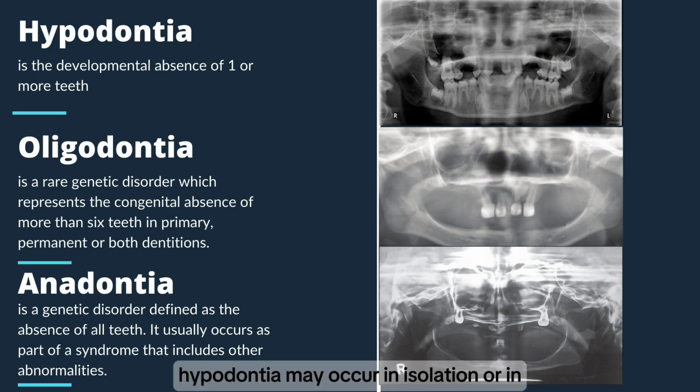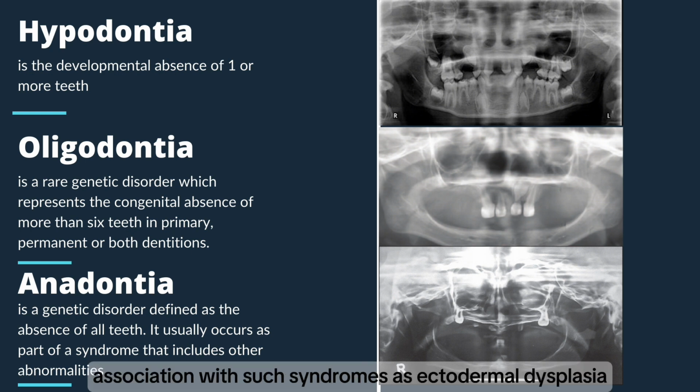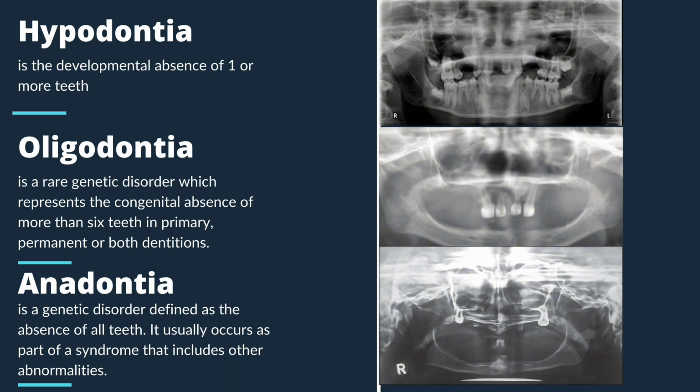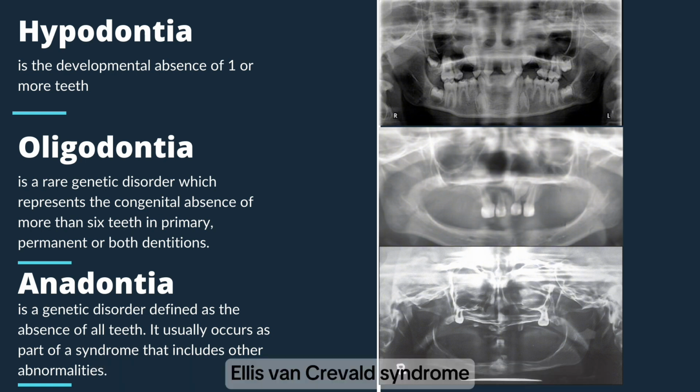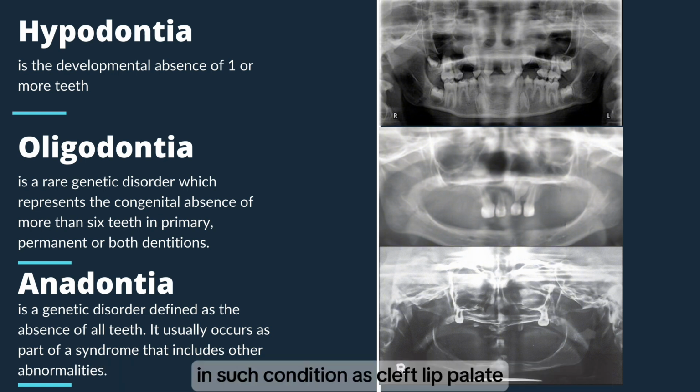Hypodontia may occur in isolation or in association with such syndromes as ectodermal dysplasia, Down syndrome, Ellis-van Creveld syndrome, and such conditions as cleft lip and palate.